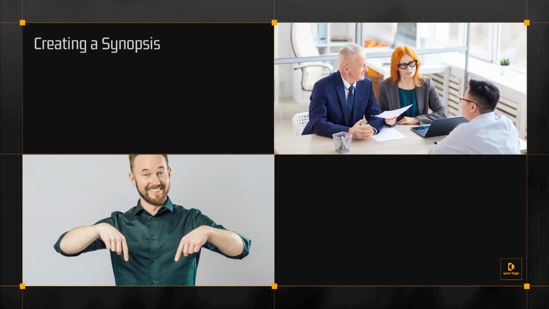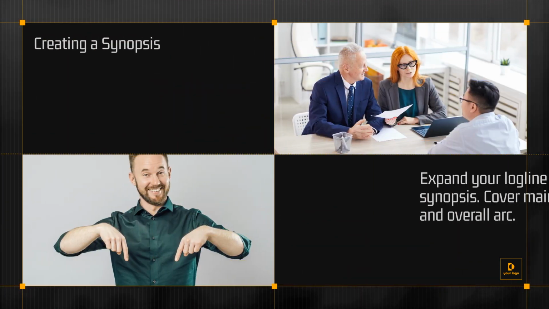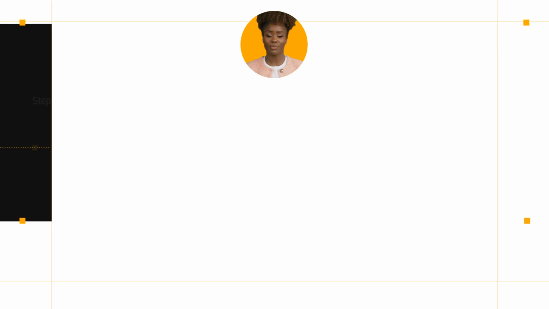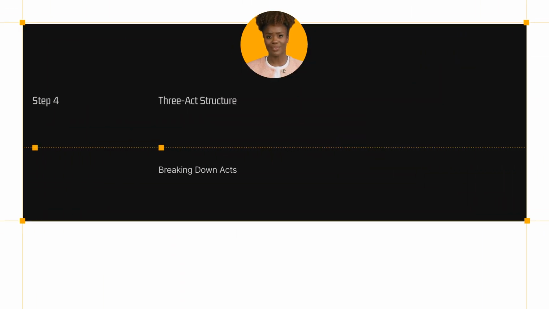Step 3. Creating a synopsis. Expand your logline into a short synopsis. This should cover the main plot points and the overall arc of your narrative. Step 4. Breaking down acts. Most scripts follow a 3-act structure: setup, confrontation, and resolution. This helps organize main events and pacing.